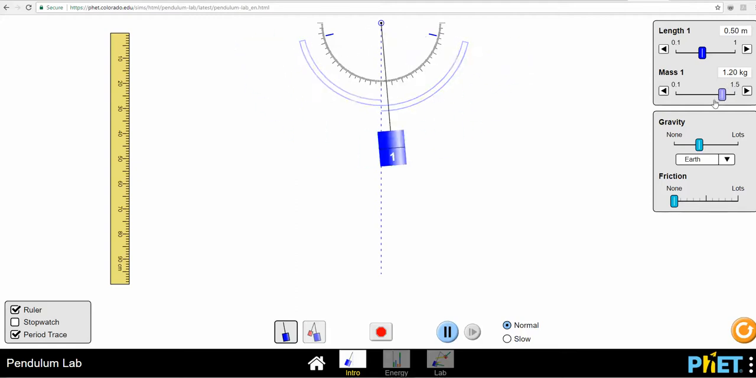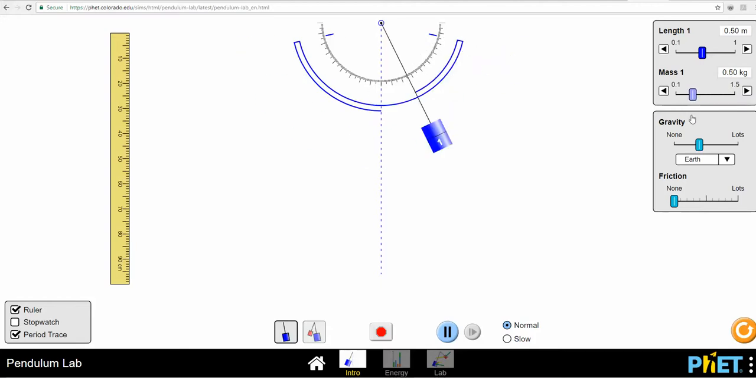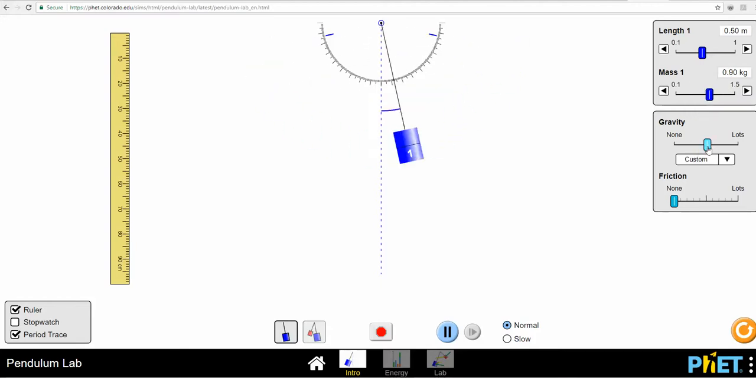Well, if it's heavier, or more importantly, what would happen if it's lighter? Can we see there is a definite connection between changing mass? Well, maybe not as much with one. Okay, and then, what's the impact of gravity?